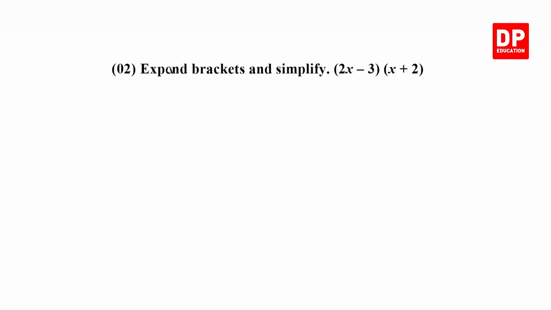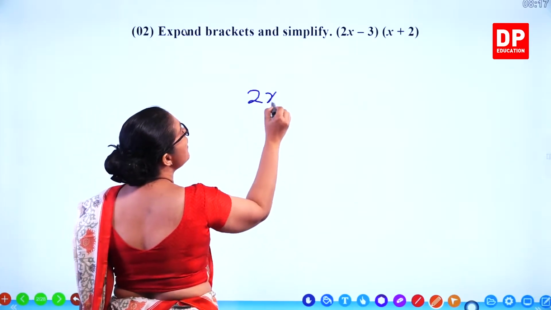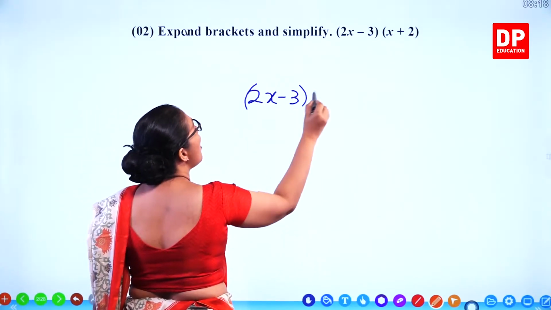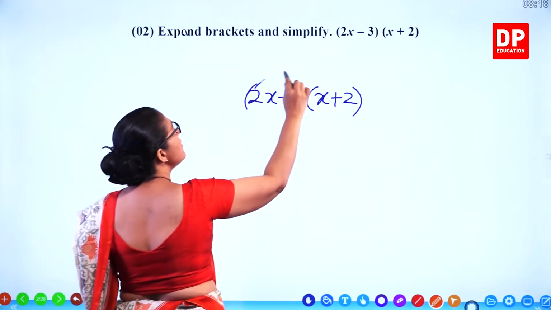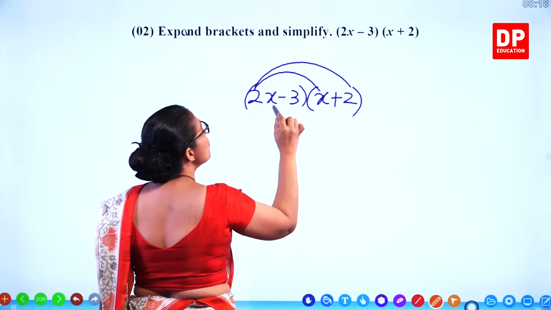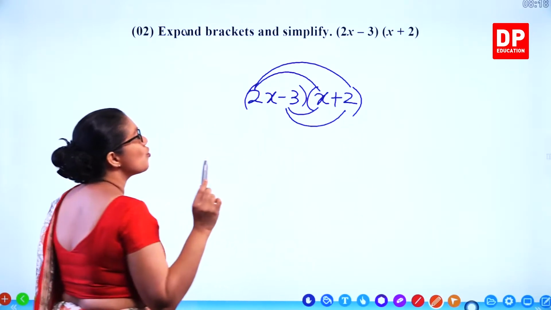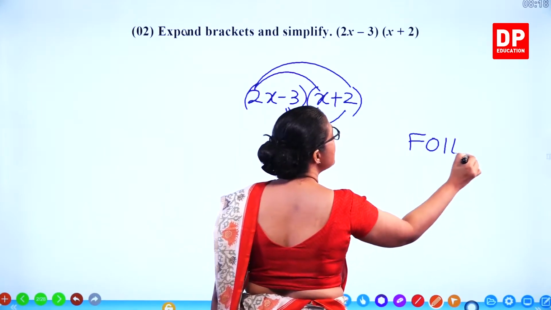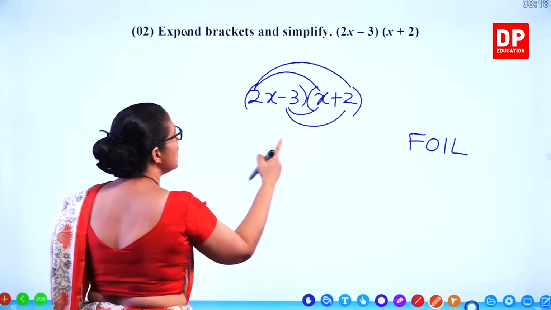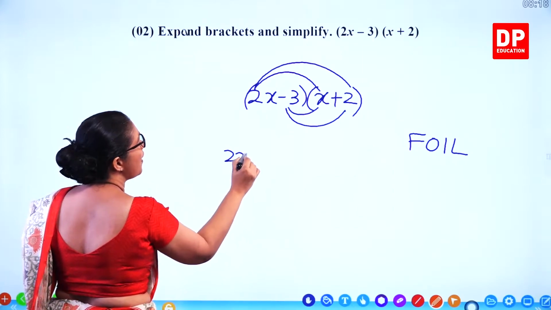Question number 2. Expand brackets and simplify. So use the rainbow method or the foil method. How do you do it? Rainbow means you multiply these two and multiply these two. We call it foil as well. What's that? Foil means first with first: 2x into x, 2x squared.